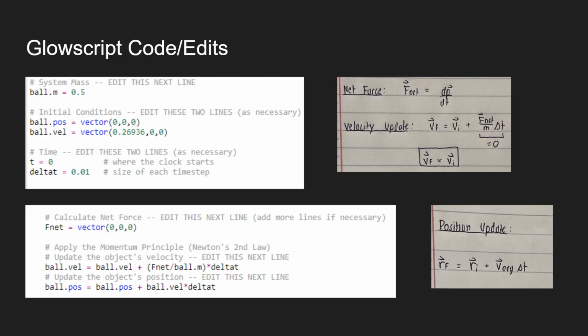To truly simulate the velocity and position of the object, we must change the velocity and position equations to model the velocity update and position update formulas. Thus, I have changed the second part to both of these coded equations, adding F net divided by ball mass multiplied by delta t to the velocity equation and ball velocity multiplied by delta t to the position equation.